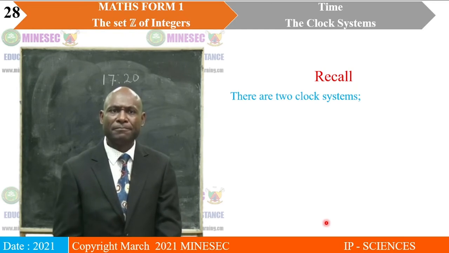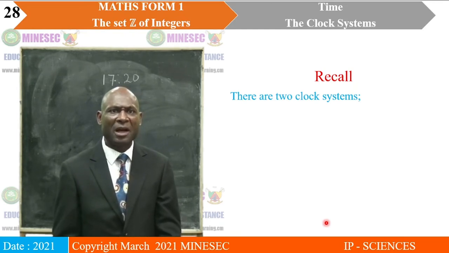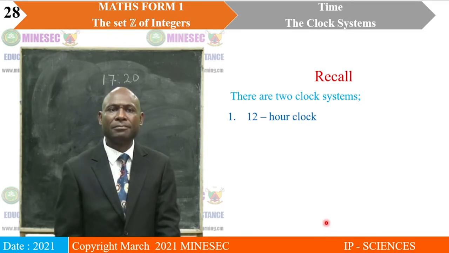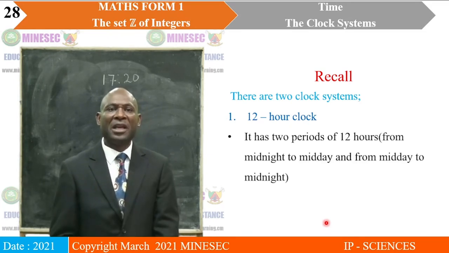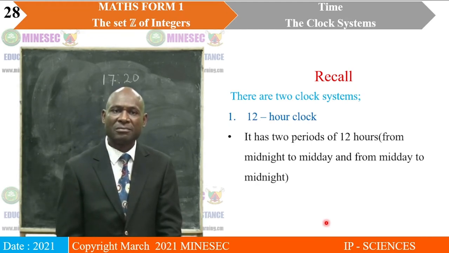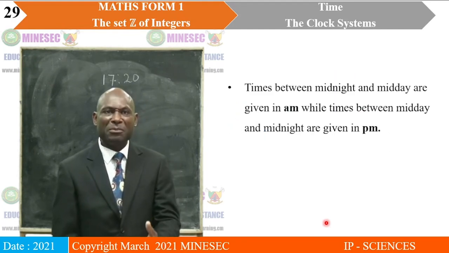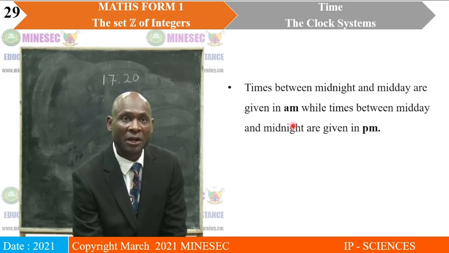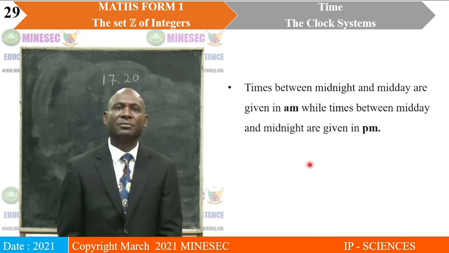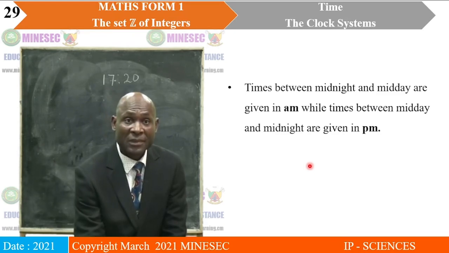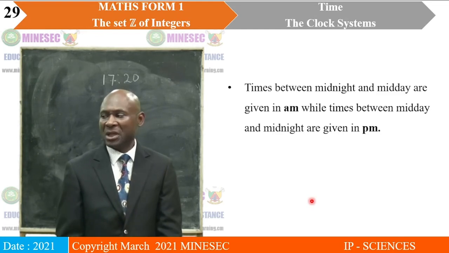What have we learned so far? Recall, we have learned that there are two clock systems. We have the 12-hour clock system, and in the 12-hour clock system, we have seen that it has two periods of 12 hours, from midnight to midday, and from midday to midnight. We have equally seen that times between midnight and midday are given in AM. So you usually hear of 6 AM, 7 AM, while times between midday and midnight are given in PM. That you have to take note of, the AM and the PM.